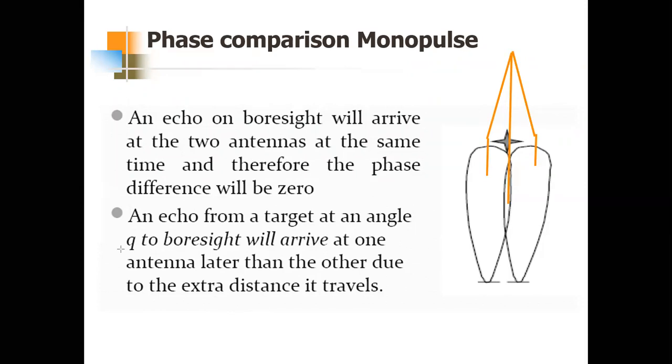The echo from a target at an angle to the boresight will arrive differently. Suppose the target is here, so the signal arrives like this. This is the axis, and this is how the target signal is coming. It will reach this antenna first and only then the other antenna. So the echo from the target at an angle theta to the boresight, this is that angle. If there is an angle between the boresight and the target axis, the echo will arrive at one antenna later than the other due to the extra distance it travels. Let us see what happens in that scenario.